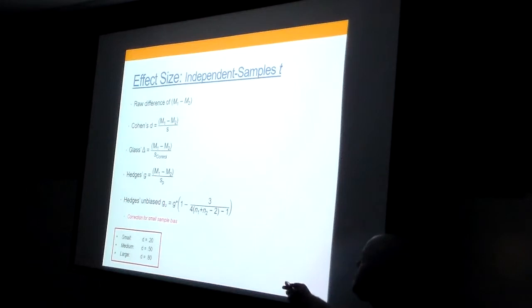So Glass's delta is a nice metric to use if you've got some meaningful control or reference group that nothing happened to, right? Because then we're just saying that this is how much difference we see in units of standard deviation, based on variability that we would normally expect out there in the universe anyway. Okay? People understand the benefit of Glass's delta.